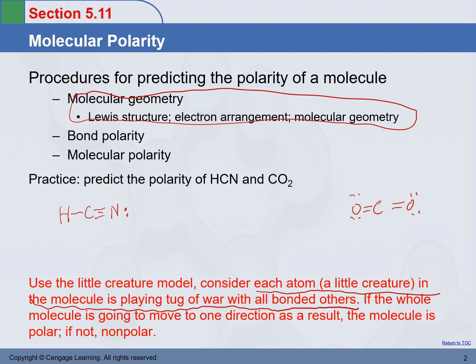All right, now predict the molecular geometry. There are two groups of electrons around the center atom. As a result, this is a linear molecule.